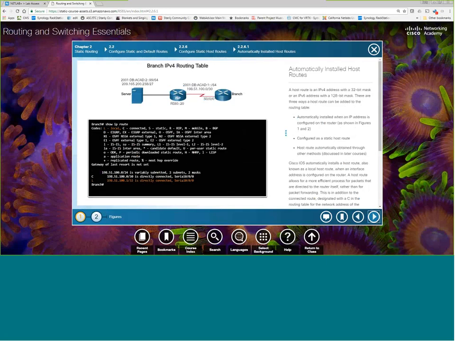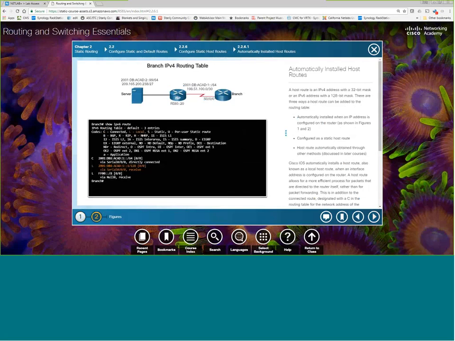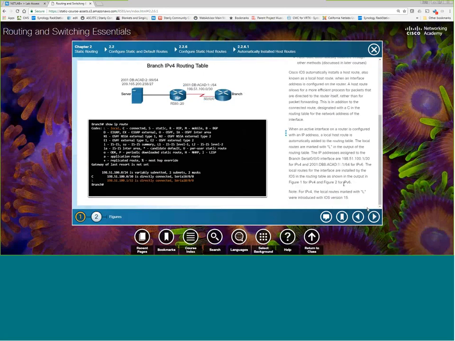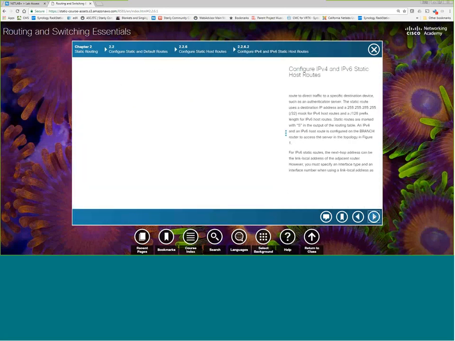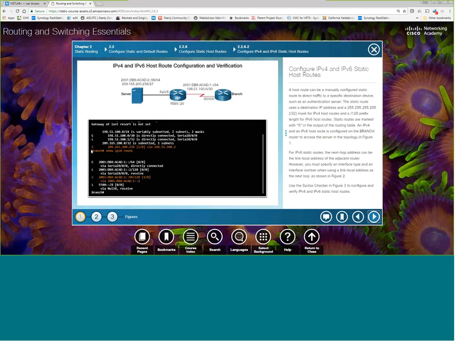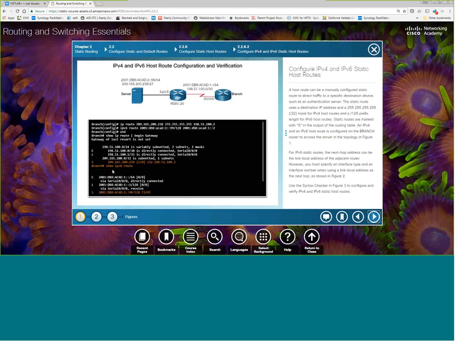Then our host routes, we've talked about these. These are only IOS 15 or higher. And this is the actual IP address that is on the interface. Those are called host routes. Okay. And so when you put an IP address in, you get the host route. That's what actually shows up.